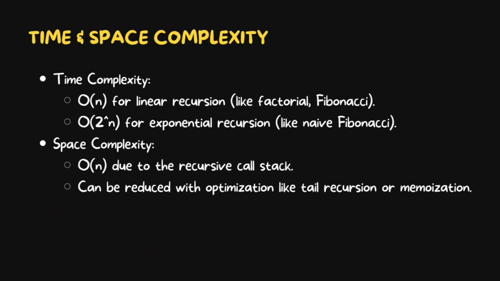Now, let's talk about the efficiency of recursion. Time complexity is order of n for linear recursion like factorial, and order of 2 raised to n for exponential recursion like naive Fibonacci. Space complexity is order of n due to the recursive call stack. It can be reduced with optimizations like tail recursion or memoization.